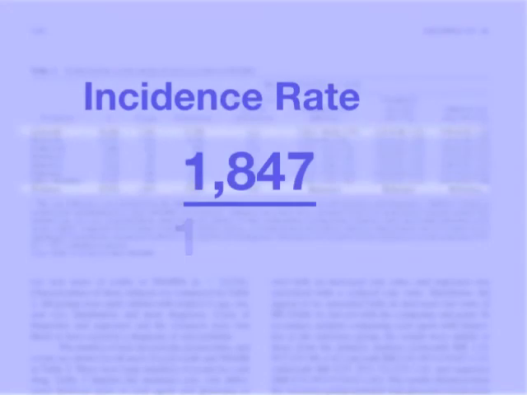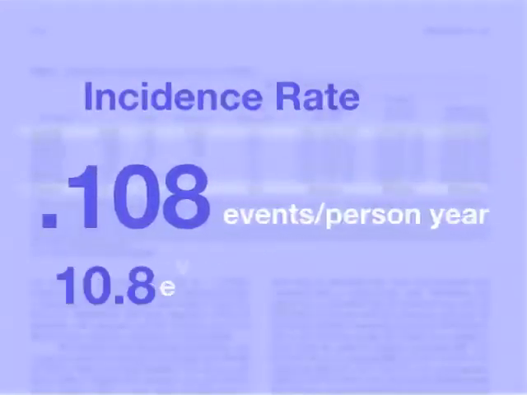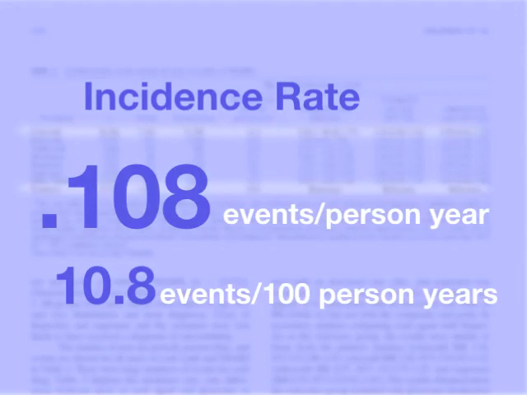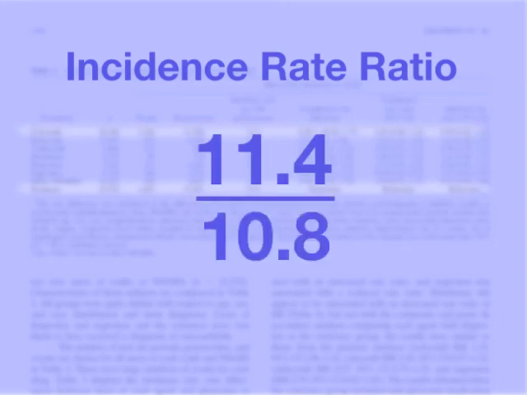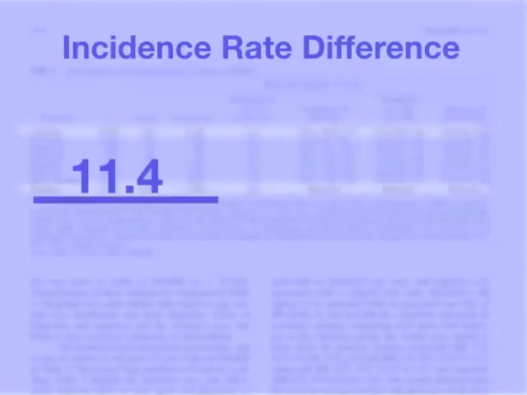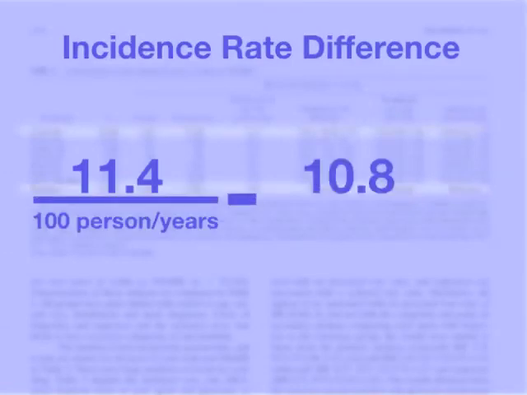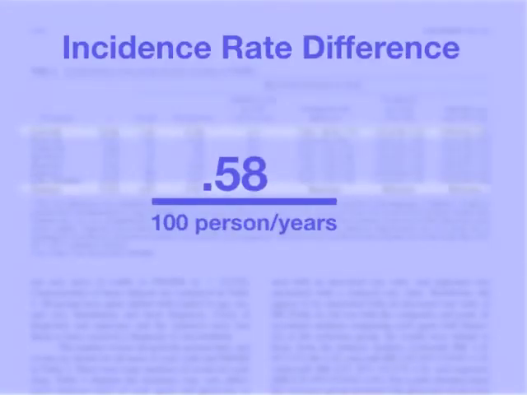The incidence rate in non-users is 1,847 over 16,067 person years, which equals 0.108 events per person year, or 10.8 events per 100 person years. The incidence rate ratio is therefore 11.4 over 10.8, which equals 1.05, which is the unadjusted rate ratio given in the final column. The incidence rate difference is 11.4 per 100 person years minus 10.8 per 100 person years equals 0.58 per 100 person years.